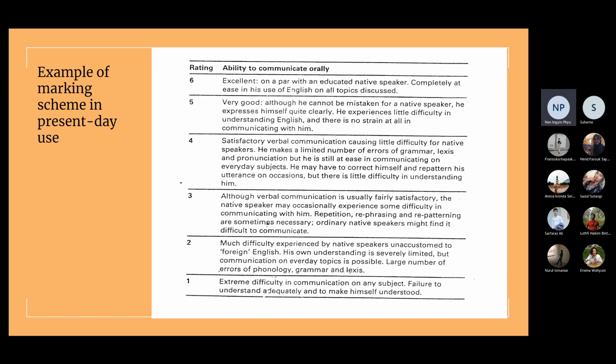But if the student is really struggling to understand and to make himself understood, and communication is very difficult, then we will give the student a rating of 1. So that is the rating 1 to 6. That is the example of a marking scheme for the oral speaking test.